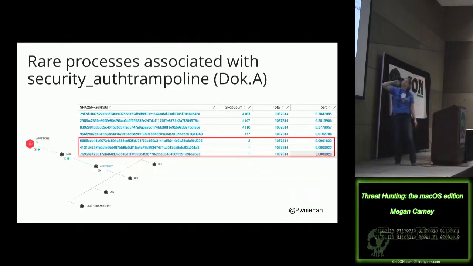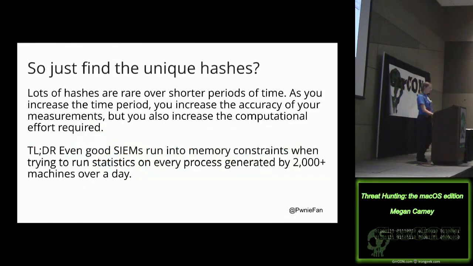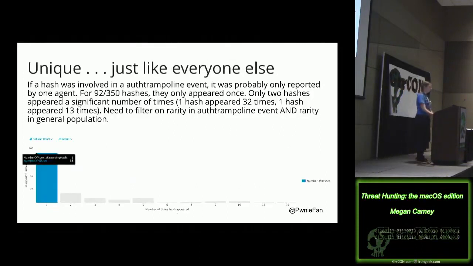But anyway, it looked good from this point of view. But when I ran the numbers, what I found was lots of hashes are unique over shorter periods of time. So what you have is this conflict: the more you reduce your window, the easier it is to count, but the more things that look rare that aren't actually rare. The more you increase your window, the better data you get, and the more your SIEM tends to fall over on you. So, how can we deal with this problem?